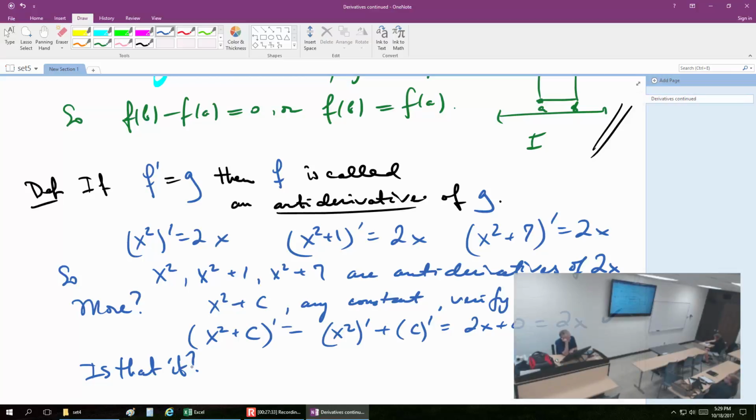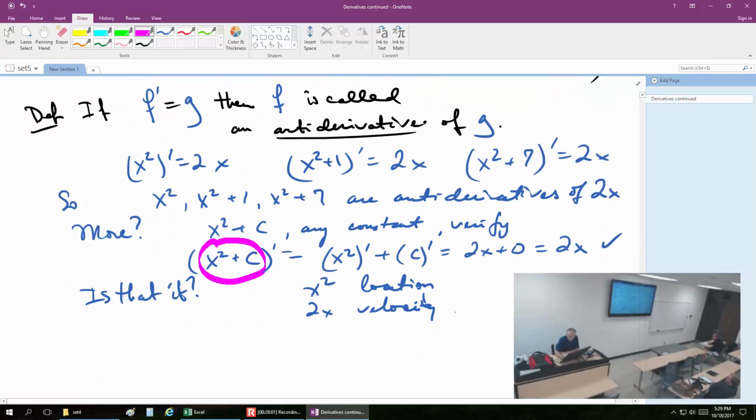So suppose x squared is actually our location, and 2x is our velocity. Once again, x is time, x squared location, 2x velocity. What we are saying is that with this velocity, all of these could be our locations. So these are possible locations. X squared plus c is all our possible locations. So what is the difference here?